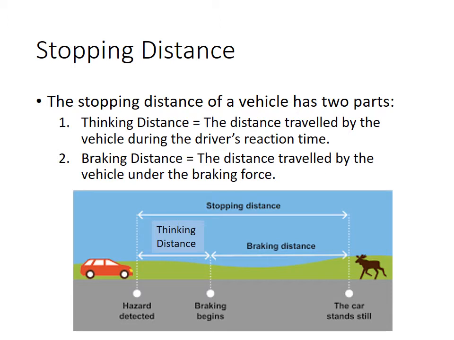So here in this image we can see that all represented quite nicely. We've got the car driving along. At this point it detects the hazard, which is the moose in the road, and during the time that the driver has detected the hazard and applies the brakes, the car travels this distance. That's the thinking distance. Braking is applied, and so the car begins to slow down and then comes to a standstill. That distance there is, of course, the braking distance.